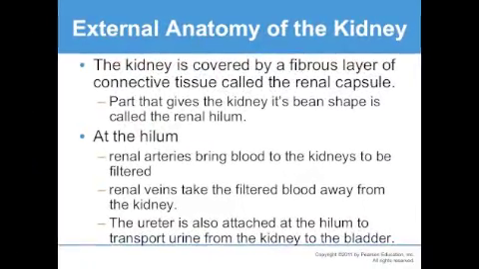Now we're going to take a more detailed look at the kidneys. The kidney is covered by a fibrous layer of connective tissue. This layer is referred to as the renal capsule. The part that gives the kidney its bean shape is called the renal hilum. At the hilum, the arteries that bring blood to the kidneys are found. Also, the veins that take filtered blood away are found, as well as the ureter that is attached at the hilum and takes urine away from the kidney and down to the bladder.